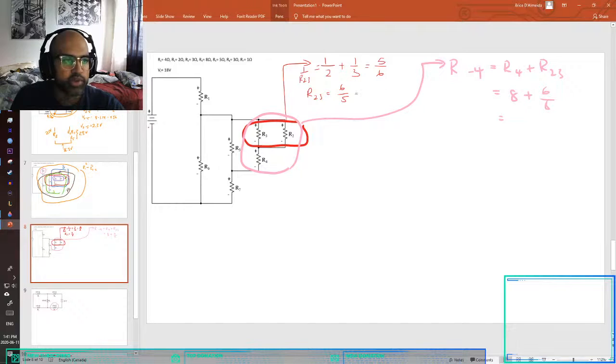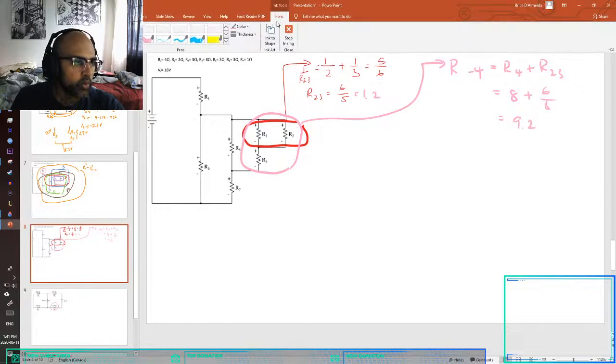Let's put everything into decimal. 6 over 5 is 1.2. So this is going to be 9.2. So all of the pink area is a 9.2 ohm resistor. Way to go. I am proud of myself.